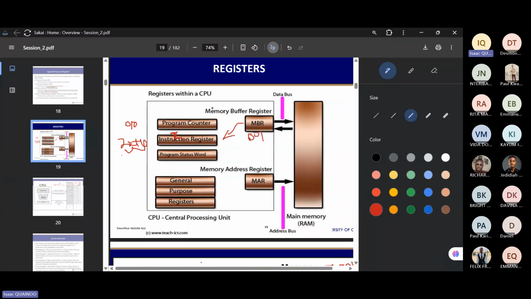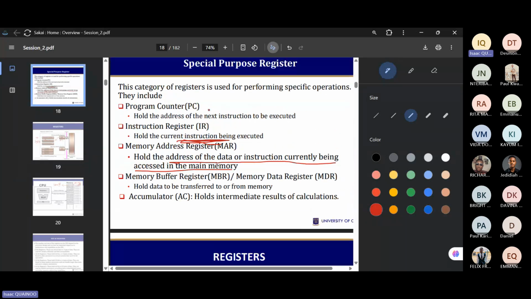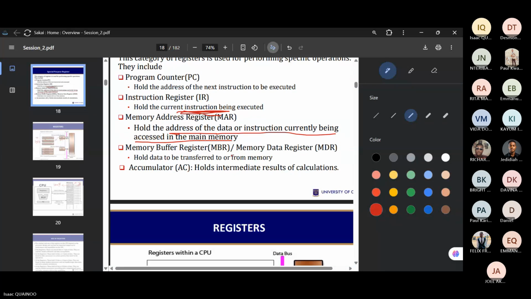So let us look at the next in line. We have the memory address register. We've talked about that. So the memory buffer register holds data to be transferred to or from the memory.